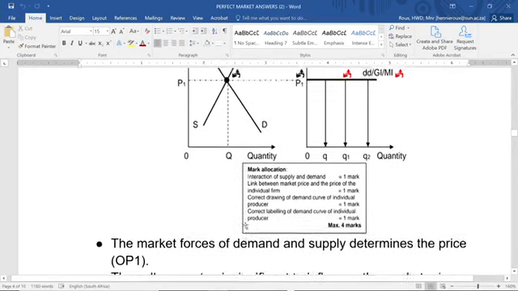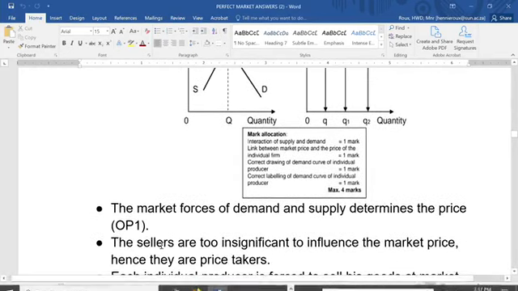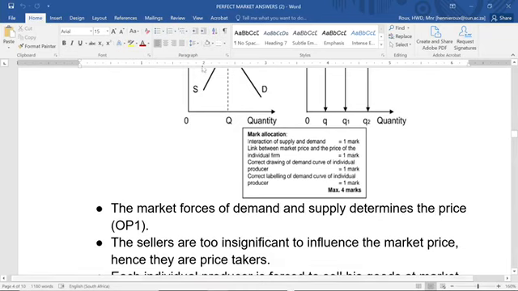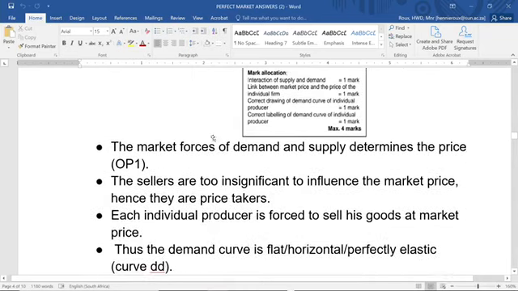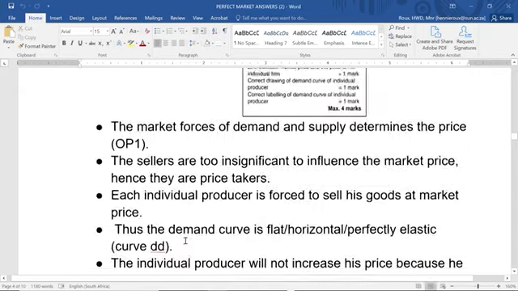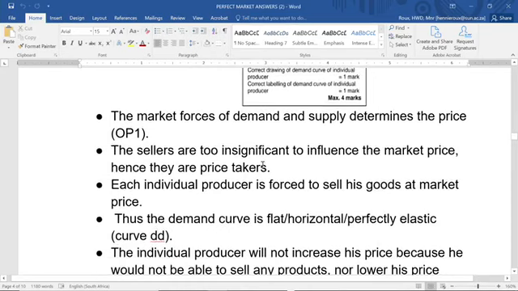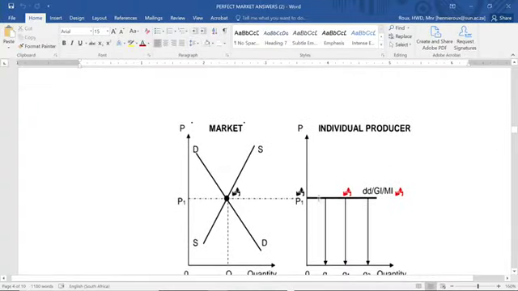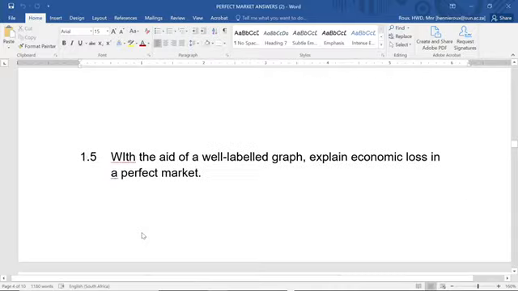The other 4 marks will be given for the discussion, and your discussion is simply explaining what is happening on the graph. So here it says the market forces of demand and supply determine the price OP1. We see there, OP1. And the sellers are too insignificant to influence the market price, hence they are price takers. Each individual producer is forced to sell his goods at the market price, which is OP1 on his graph as well. And that's all you need to say there.